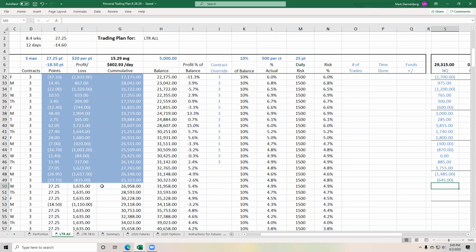So 50 points at $20 a point is $1,000. And our personal trading plan has scaled us up to 3 contracts. So that was $3,000 today.